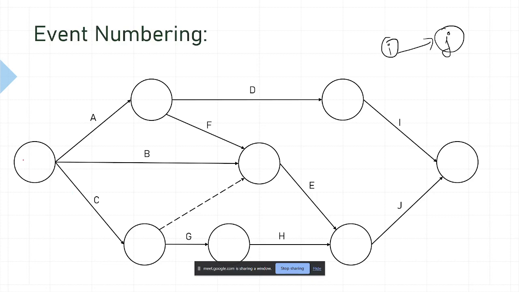Okay, so we'll start numbering. First of all, this event, there is nothing preceding it, so I'll just mark it as 1. Then which should be the event number 2? Tell me, this one or this one? The tail event of A.